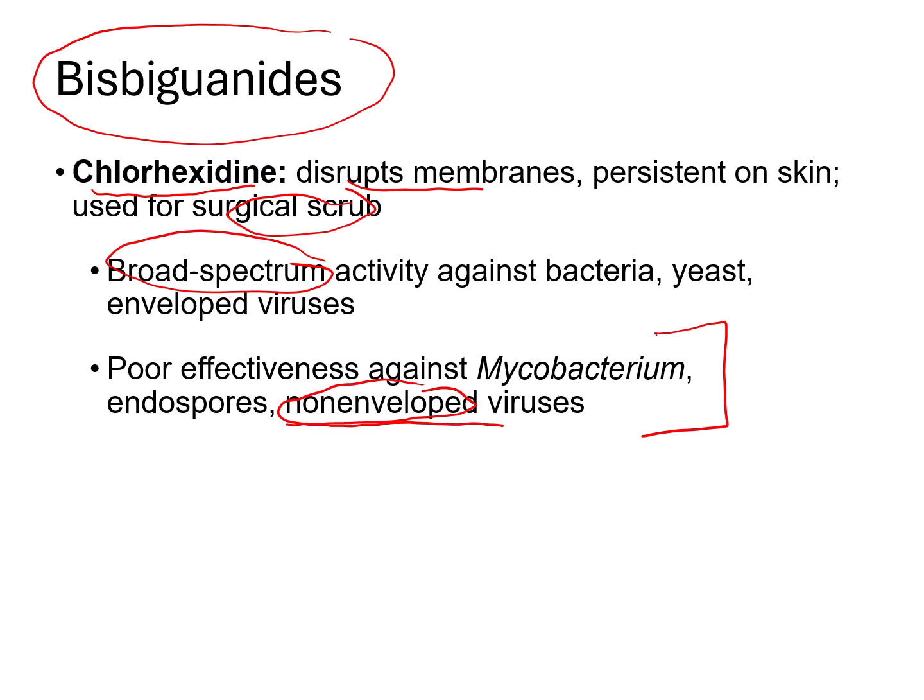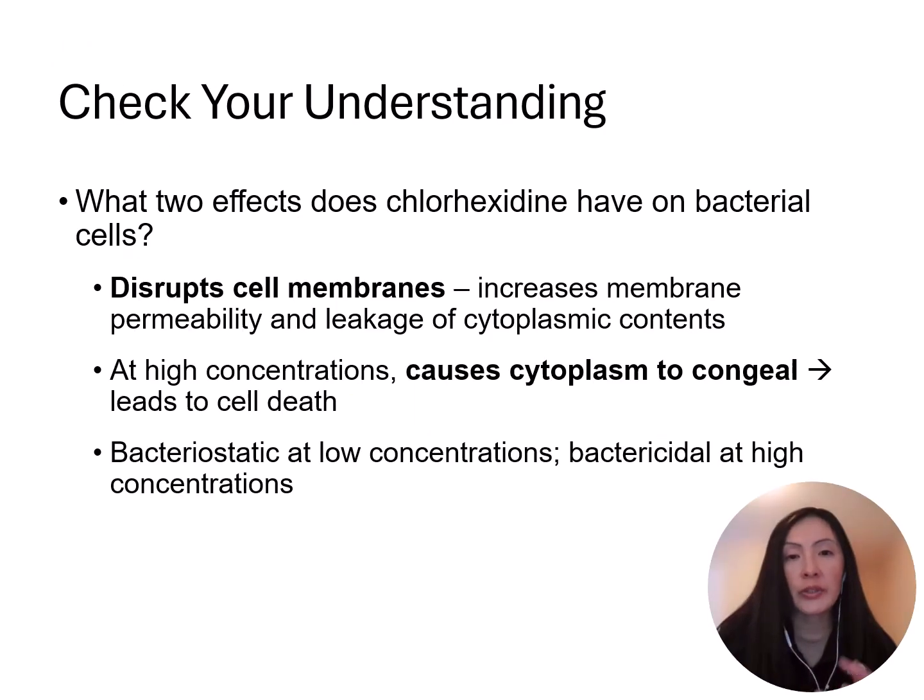What two effects does chlorhexidine have on bacterial cells? So it was one, disrupt cell membranes, which increases permeability and leakage of cytoplasmic contents. And at higher concentrations, two, it causes cytoplasm to congeal. That means the cytoplasm will kind of coagulate or solidify because proteins and DNA will coagulate. This will lead to cell death. So again, overall, chlorhexidine is bacteriostatic at low levels and bactericidal at high concentrations.